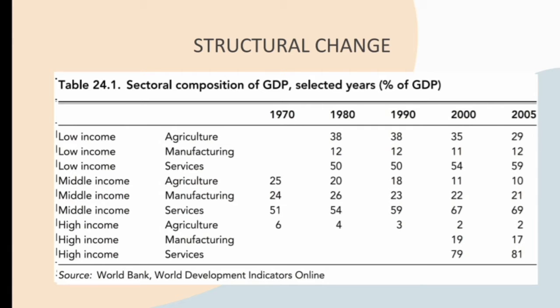Meanwhile, in high-income countries, as development proceeds, agriculture tends to decrease in each year. And of course, there is an increase in services. As you can see, from 79, it increased to 81. So according to this table, we can conclude that the low, middle, and high income countries have similar results in demand of services. So we can take an example in our surroundings.